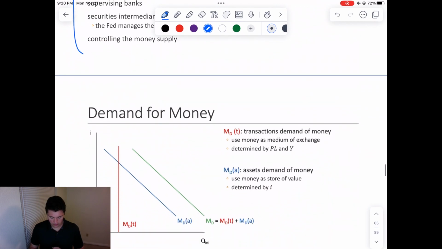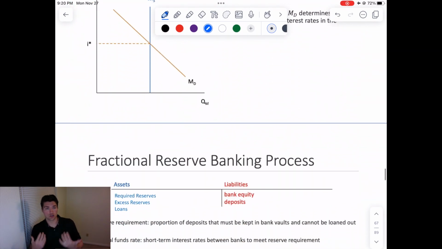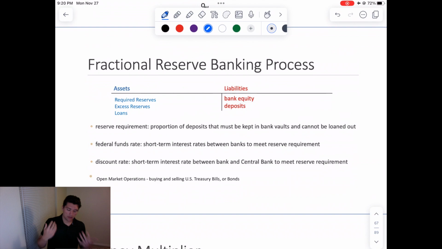So therefore, they are in charge of creating money. How we can create money is through the fractional reserve banking system. So we have our assets and our liabilities. Okay, so our assets are going to be things like required reserves, excess reserves, loans, right? That's what a bank owns.